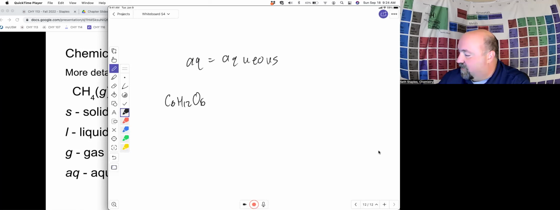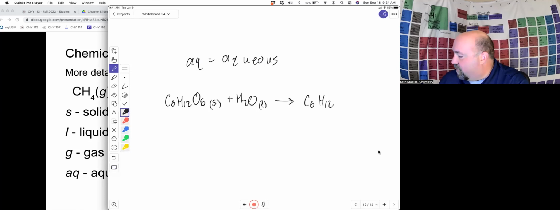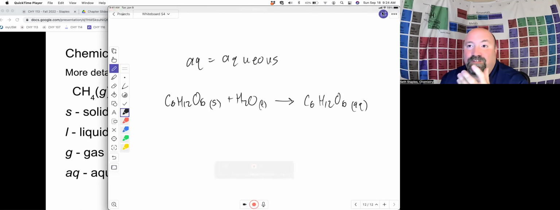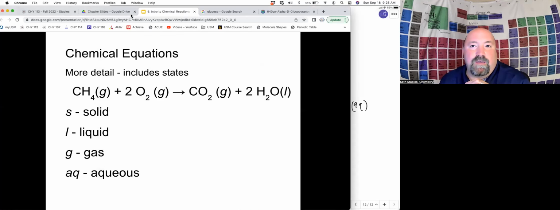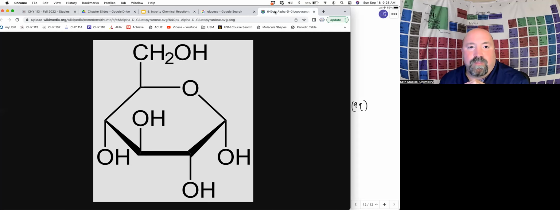just something like glucose, C6H12O6. Let's say I have that as a solid, and I'm going to dissolve that in a little bit of water, and I end up with C6H12O6 aqueous. And so all that's happening there is the full, discrete sugar molecule. Let's take a look real quick at what a sugar molecule looks like. So here's a picture of an actual sugar molecule. This is what a molecule of glucose looks like.